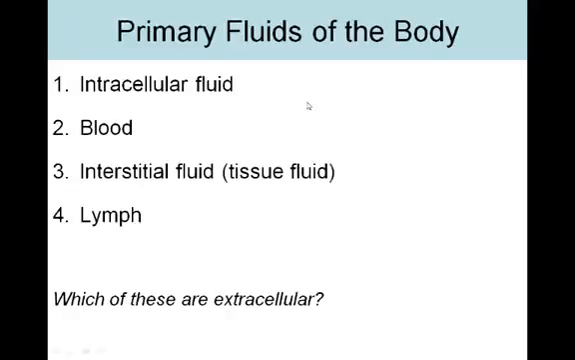Next thing I want to talk about are the fluids of the body. We have intracellular fluid, blood, interstitial fluid, also called tissue fluid, and lymph. Intracellular fluid, as the name suggests, is fluid found inside of your cells. Blood, interstitial fluid, and lymph are all extracellular fluids. They're found outside of cells.